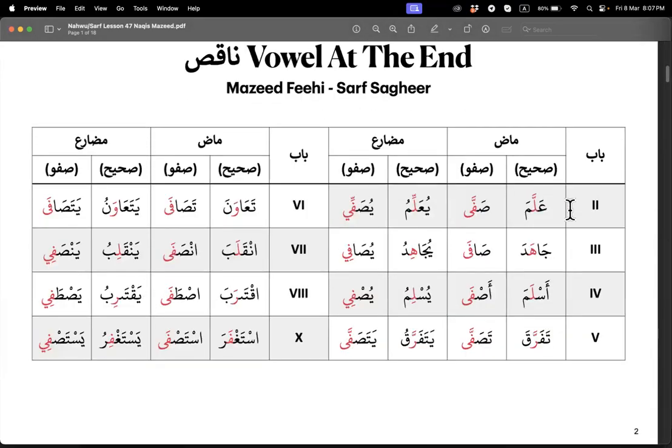So this is the family. The bab 2, 3, 4, 5, 6, 7, 8, 9, 10. It goes this way from right to left. And you have the madi. You have the sahih one, this is your normal, the one that we memorize. So this is the madi, this is the mudari, the normal madi and the normal mudari.